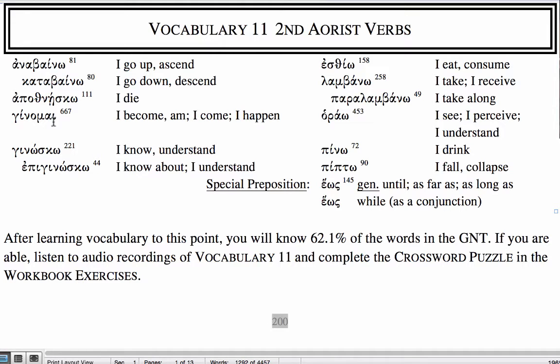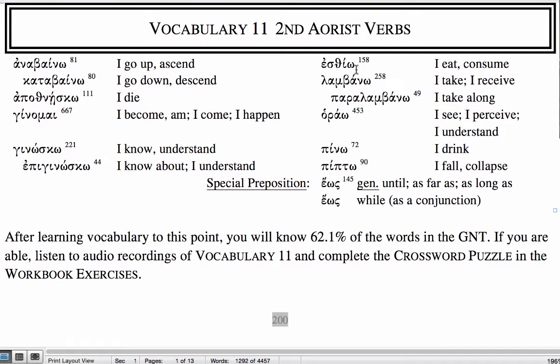Ginosko, I know or understand. Epiginosko, I know about or I understand. Esthio, I eat or consume. Lambano, I take, I receive. Paralambano, I take along. Horao, I see or perceive or I understand. Pino, I drink. Pipto, I fall or collapse.